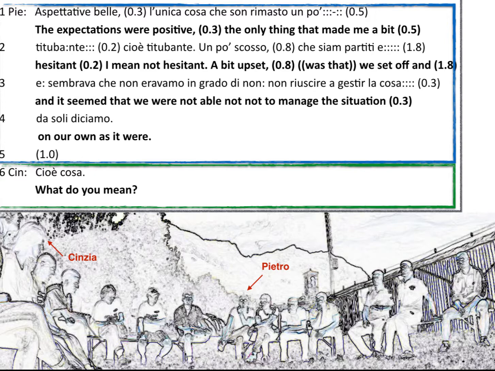The only thing that made me a bit hesitant, I mean, not hesitant, a bit upset, was that we set off in the morning. We started the trip, and it looked like we were not able to manage the situation. So what he's saying, it's going to become clear, is that she was treating them as children who can't cycle. It looked like.